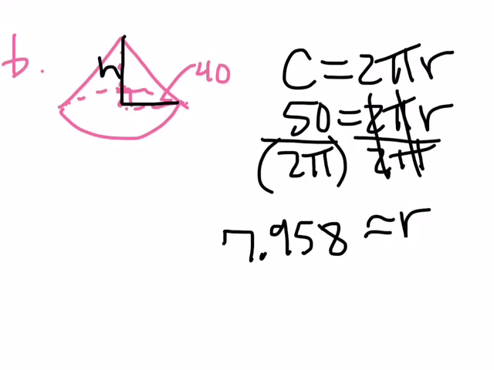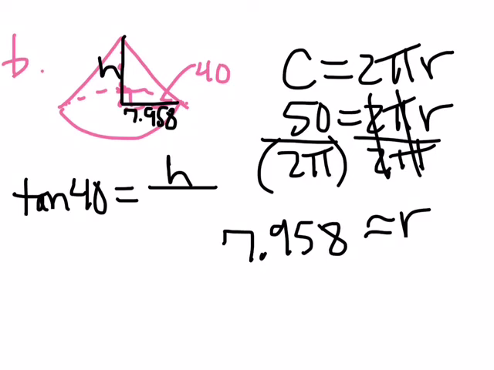Well, if we had the volume, wow, we could plug in the volume formula. That would be good. But we don't, so we're going to have to do, well, we got this is about 7.958. We can do trig. Do some trig again. Very important to remember. So I want to make sure we're still practicing it. Tangent of 40, opposite h over adjacent 7.958.